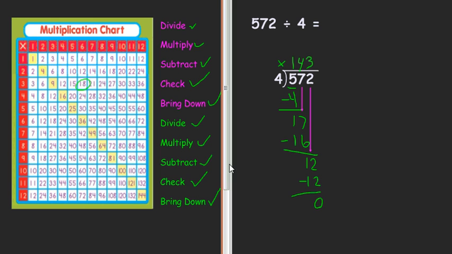So divide, multiply, subtract, check, bring down. And I go through those steps several times. So I want you to try this now. You're going to try a couple, and then I'll show you. You can check with the one I have.